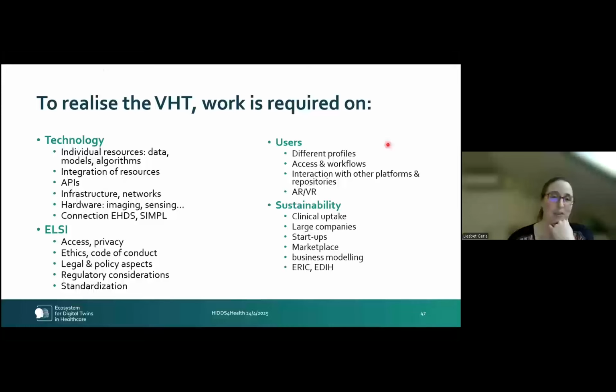But what is important is that it's not just work on the technology, it's also work on the ethical, legal, social issues, on the users, on the sustainability. And I will go into more detail on some of those, so I'm not going to discuss all of these words on this slide.